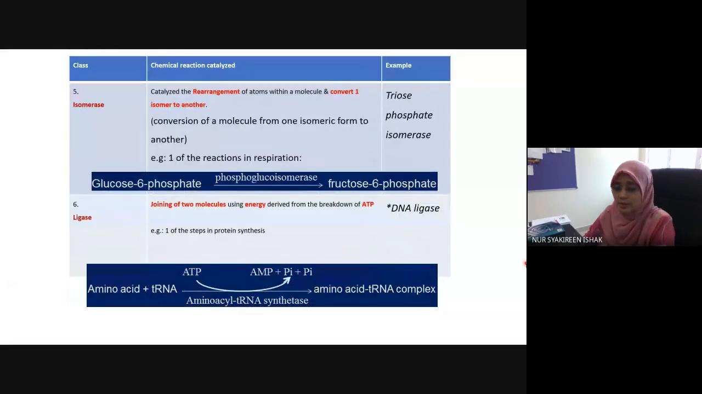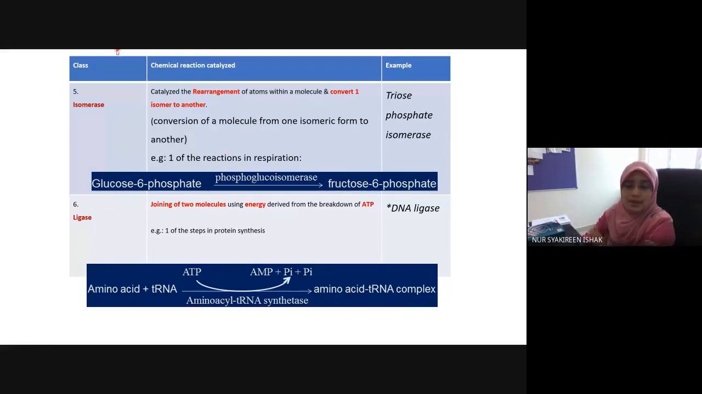Okay. So the next one is isomerase. Okay. So daripada nama, again, you should be able to know the function of the enzyme, which is to catalyze the rearrangement of atoms within a molecule and convert one isomer to another. Okay. So example, one of the reaction involved in cellular respiration. Okay. So this is a chemical reaction that occurs in cellular respiration again, which is in glycolysis. Okay, so glucose 6-phosphate, and then you have the enzyme phosphoglucoisomerase. Okay, phosphoglucoisomerase, it changes glucose into fructose. Okay, glucose and fructose are isomer of each other.